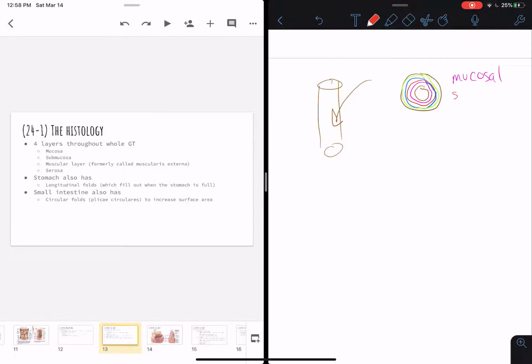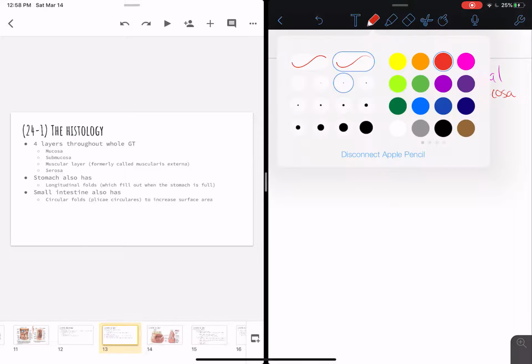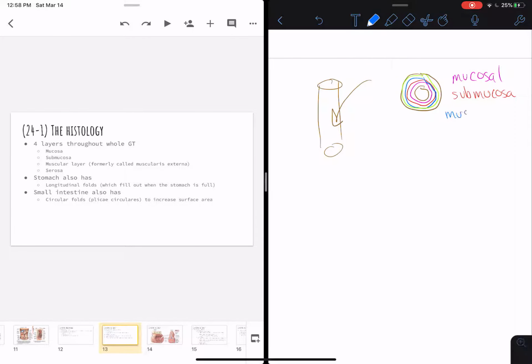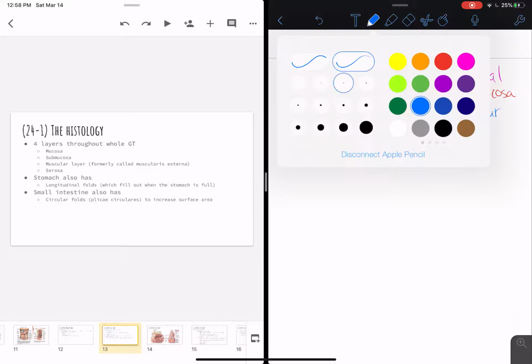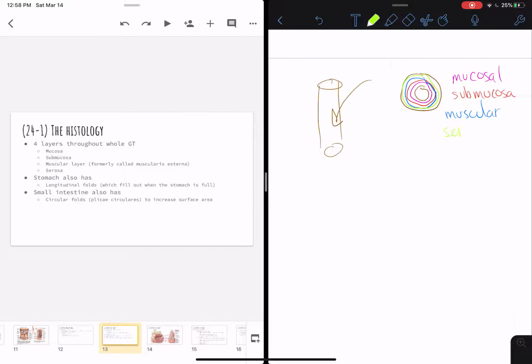Then we have the submucosa. Sub because it's deep to the mucosal layer. So even though this is a tube, we're thinking from the inside out. Then we have a muscular layer to help us move stuff. And then finally we have an outer layer called a serosa layer that just provides protection for the muscular layer and maybe some points of attachment. That's about it.